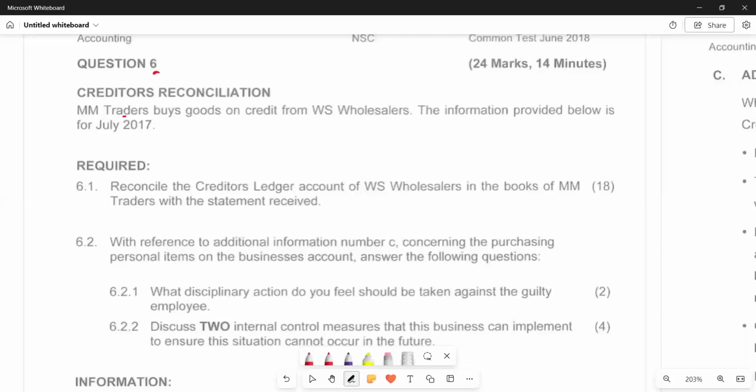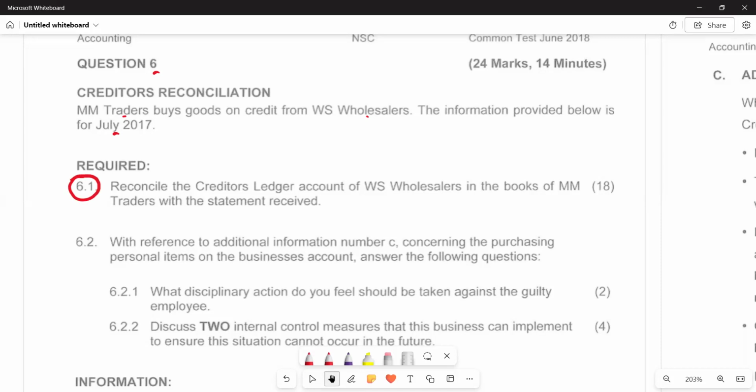And then WS Wholesalers becomes your creditor, or the business that you are buying from on credit. So this is your creditor. The next sentence is: the information provided below is for July 2017. Very important to take note that it's for July 2017. So the required part we are going to do is only 6.1, which says reconcile the creditors ledger account of WS Wholesalers in the books of Traders with the statement received.